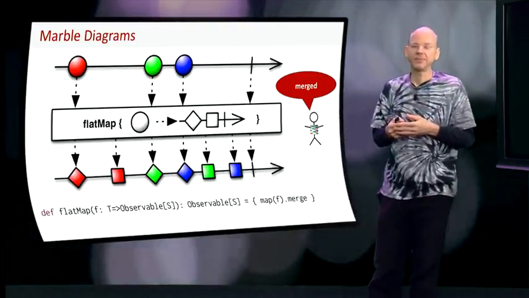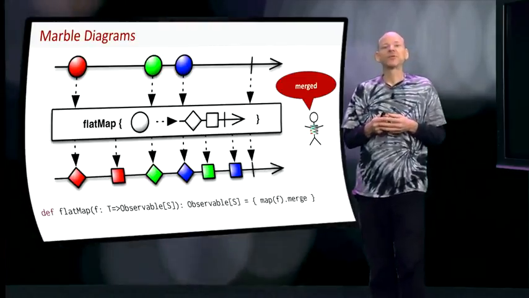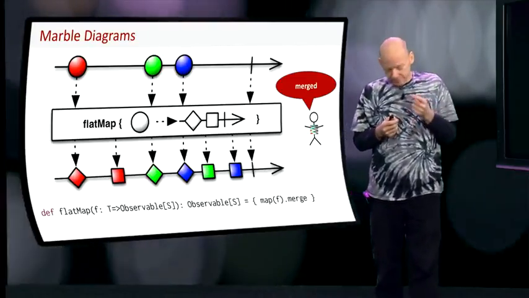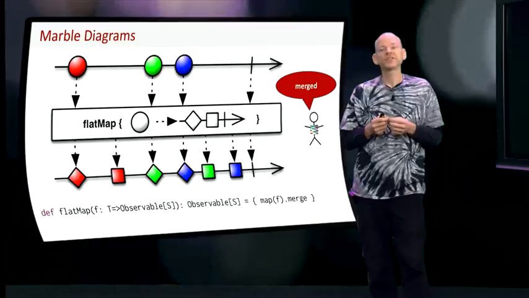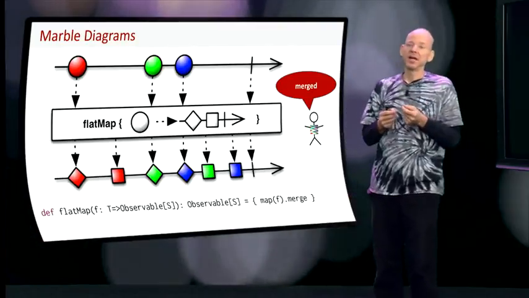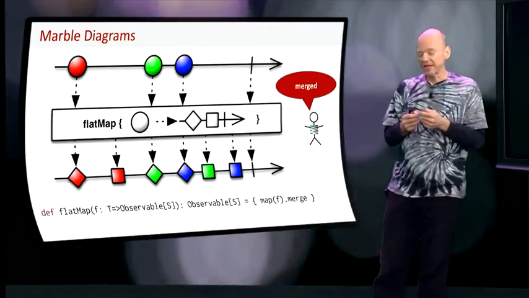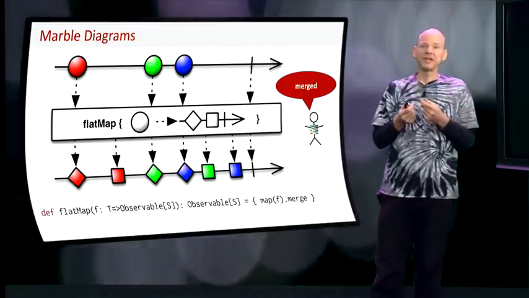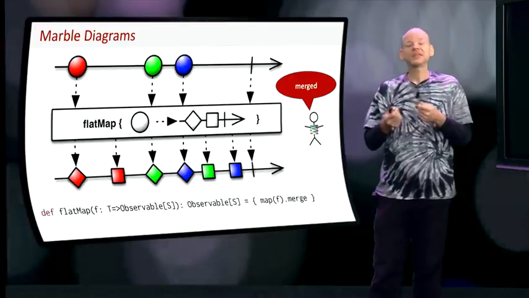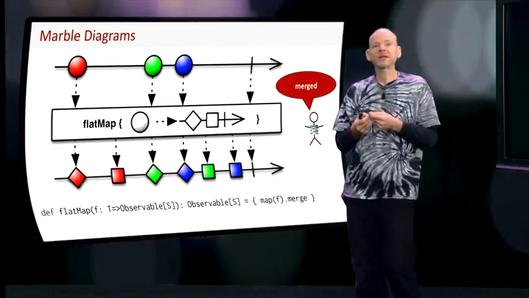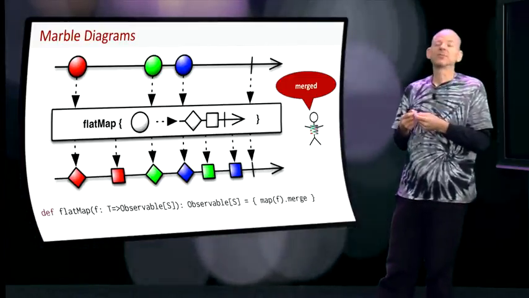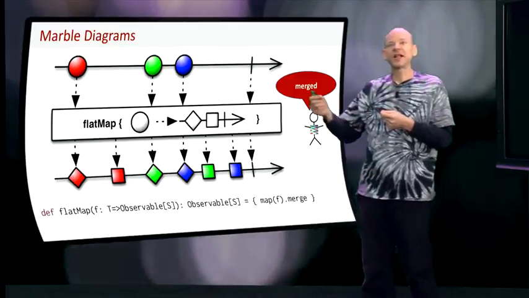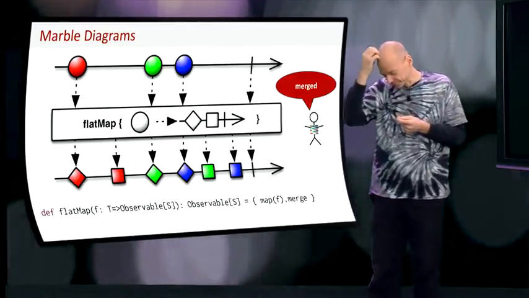Here is a marble diagram for flat map, and flat map for observables is subtly different than flat map for iterables. And the reason is that observable streams are asynchronous, which means that the function that you're flat mapping over your input stream will produce its values asynchronously.